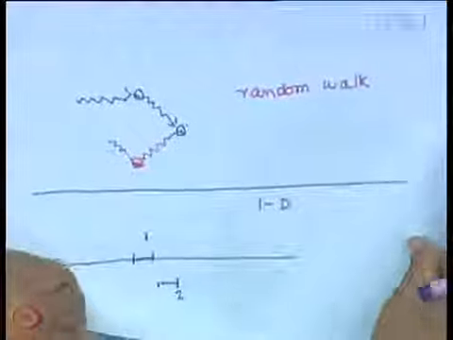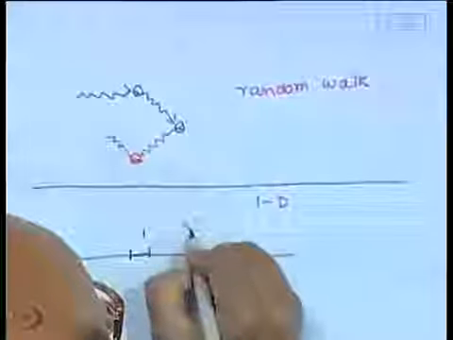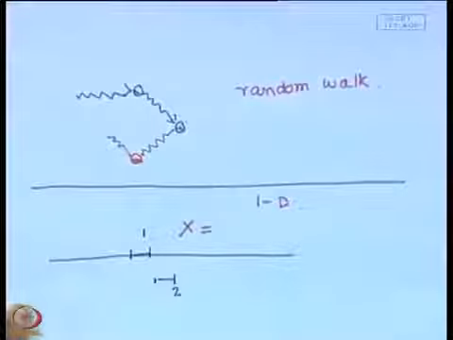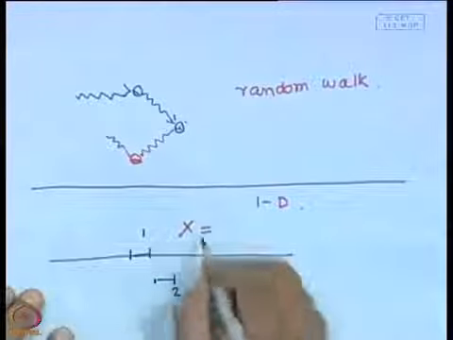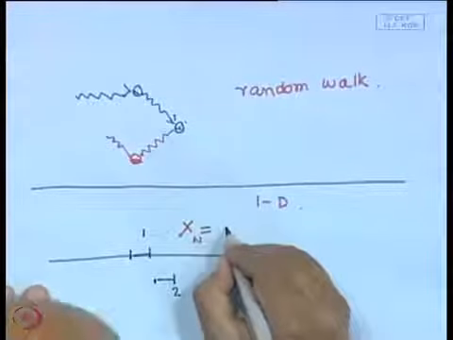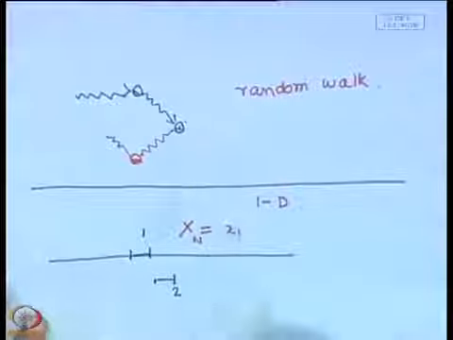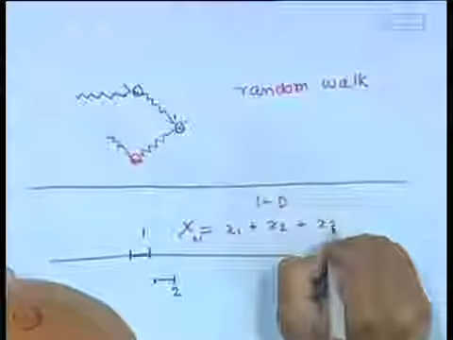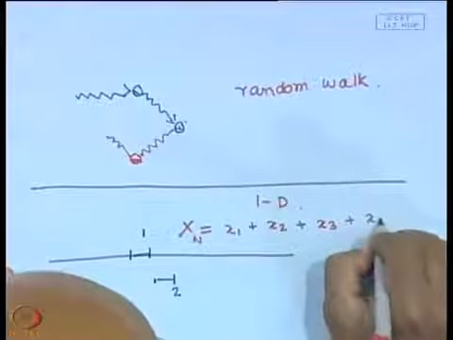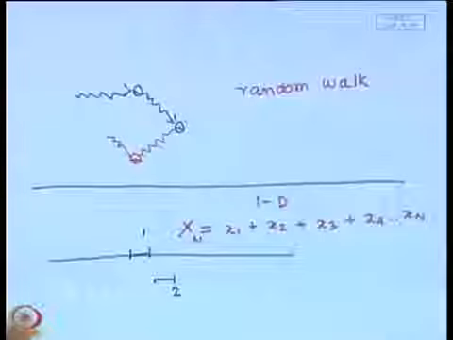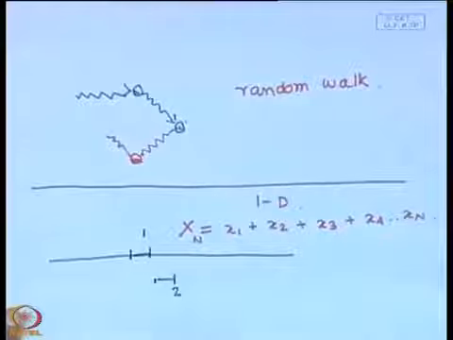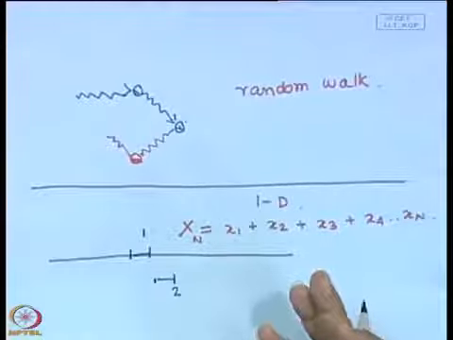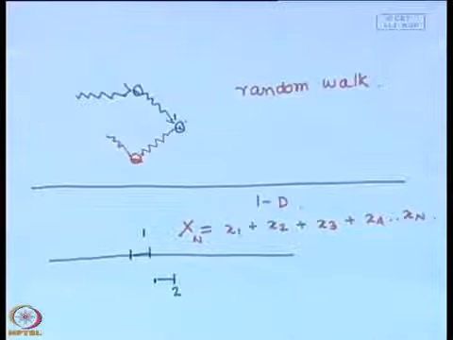So, what we will do is, let us consider the position of the photon after n such steps. We will call this the position of the photon after n steps, and this will be a sum of small x1, that is the first step, plus x2, the second step, plus x3, the third step, plus x4, etc., all the way to xn. And these xi's are random numbers, they could either be plus 1 or minus 1, or they could be plus some random number and minus some random number.